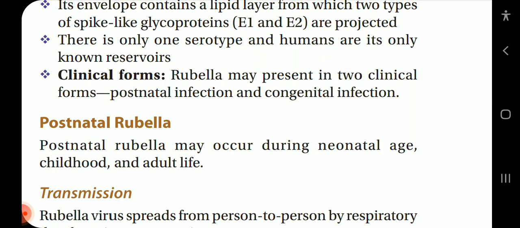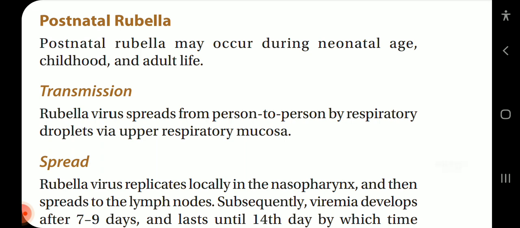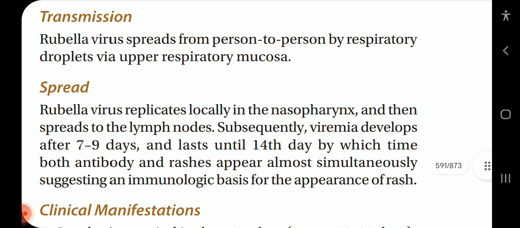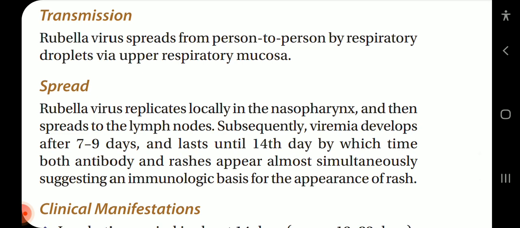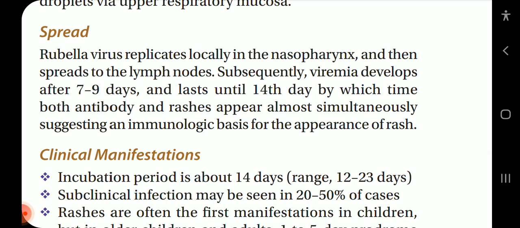Clinical forms. Rubella may present in 2 clinical forms: postnatal infection and congenital infection. Postnatal rubella may occur during neonatal age, childhood and adult life. Transmission: rubella virus spreads from person to person by respiratory droplets via upper respiratory mucosa. Spread: rubella virus replicates locally in the nasopharynx and then spreads to lymph nodes.